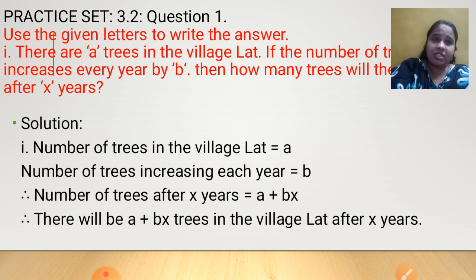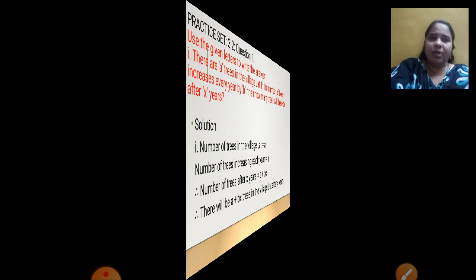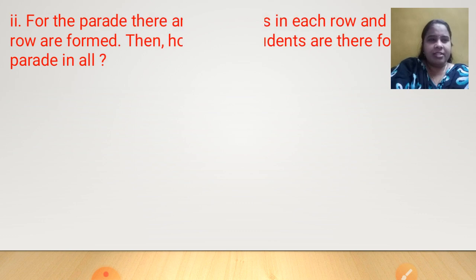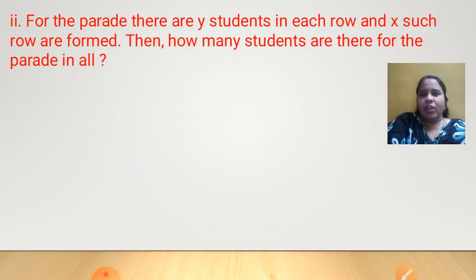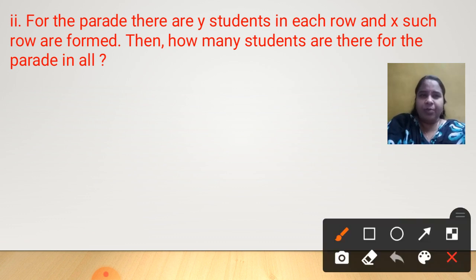I hope this is clear to you. You just have to frame, nothing to solve. This is hardly a one mark question. Okay. See the next one. For the parade, there are Y students in each row and X such rows are formed. Then how many students are there in all in the parade?